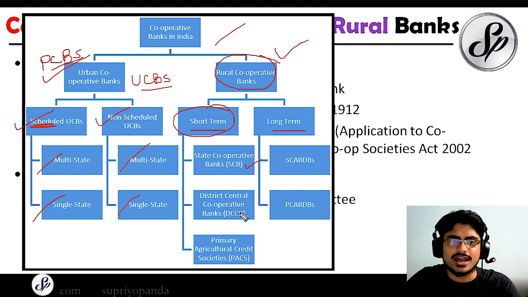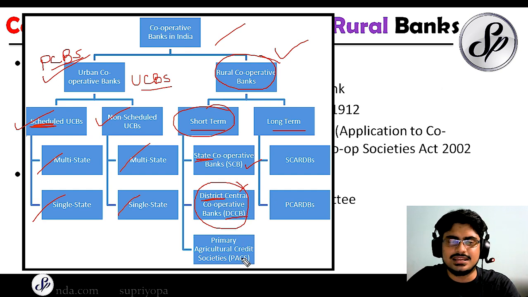And then you have the district central cooperative banks, the DCCBs. Sometimes these banks are called central cooperative banks. Remember this, because sometimes people can confuse you by saying central, but this central is actually at the district level. So the state cooperative banks are at the state level, and the central cooperative banks are at the district level. So it is called the district central cooperative banks. So that is the second tier.